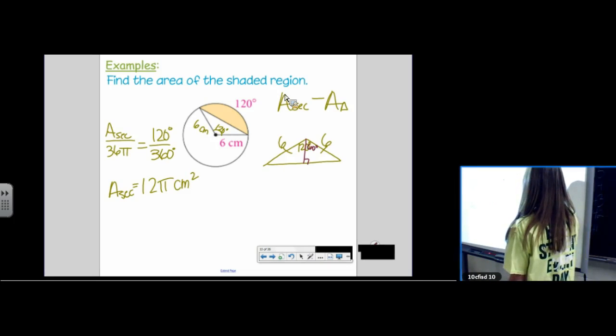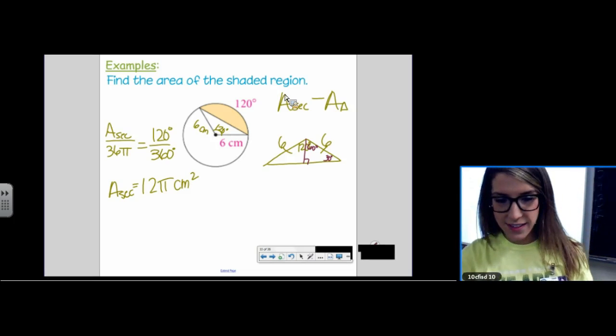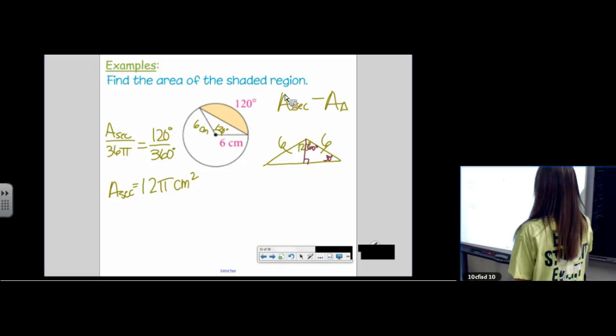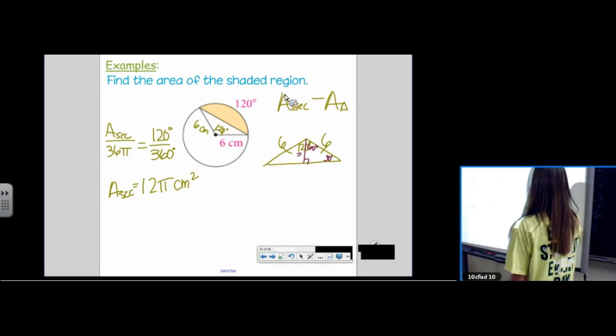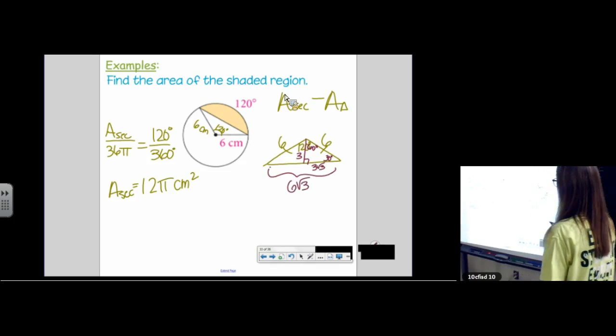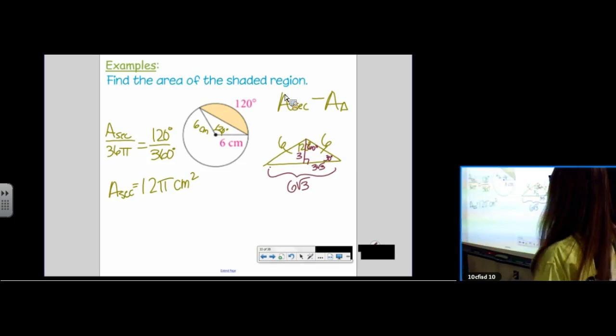60. Oh, my goodness, we know you. We know 30, 60, 90 triangles. Okay, so 6 is across from 90. So 3 would be across from 30, and 3 root 3 would be across from 60. We okay? I know, this is rough.